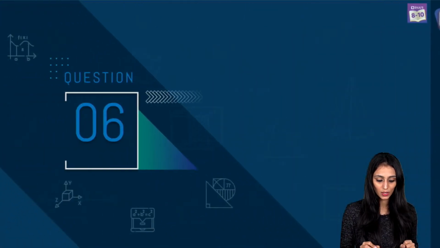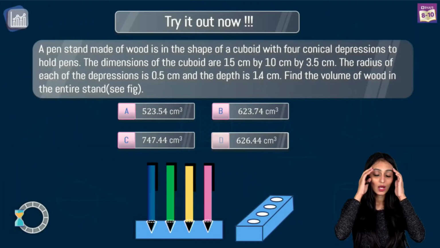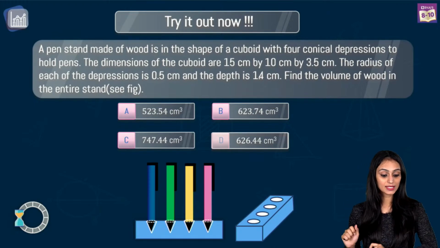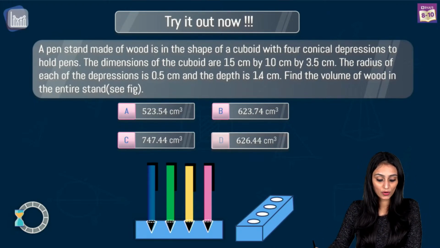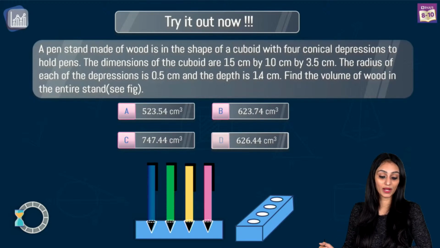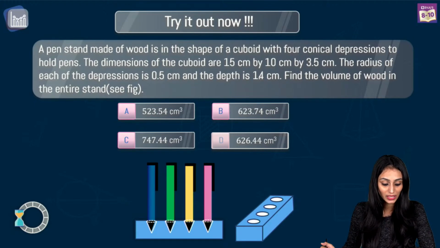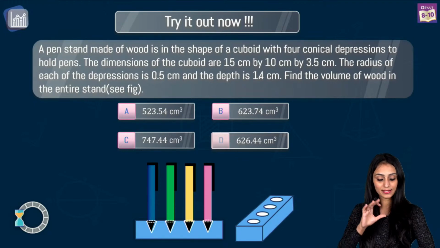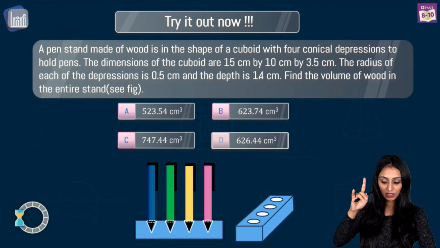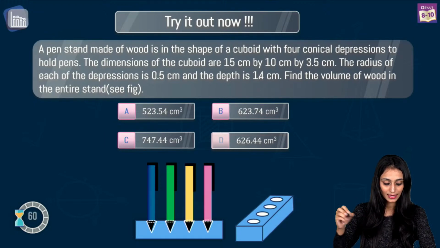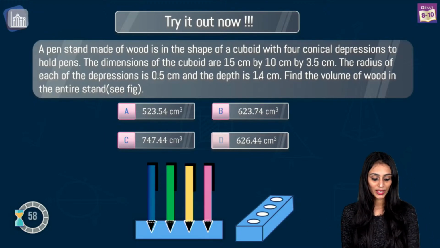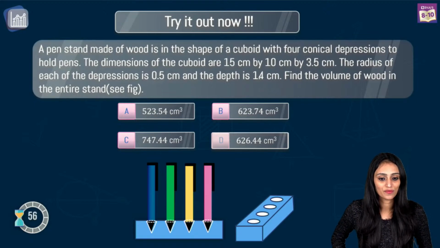Let's move ahead. Let's take a look at question number 6 now. Now, it's time that you try this question first. So, a pen stand made of wood is in the shape of a cuboid with 4 conical depressions to hold pens. The dimensions of the cuboid are 15 centimeter by 10 centimeter by 3.5 centimeter. The radius of each of the depressions is 0.5 centimeter and depth is 1.4 centimeter. Find the volume of wood in the entire stand. So 4 options you have. I'm giving you 60 seconds to solve this. Start solving quickly.